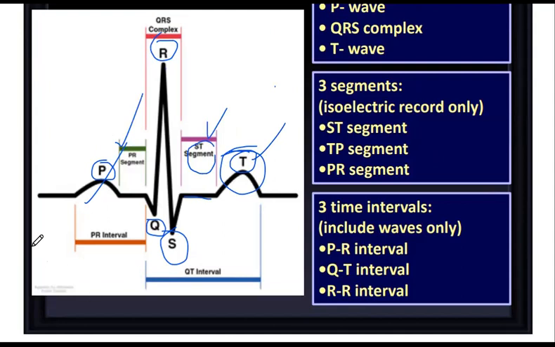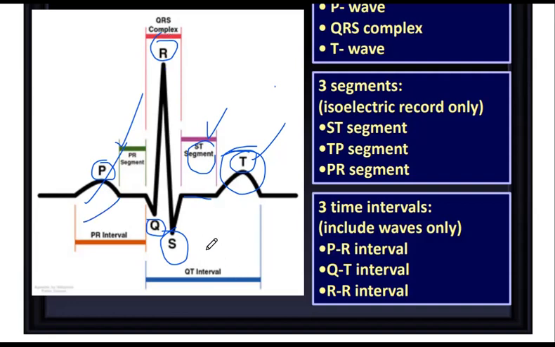Next, we have intervals. We have the PR interval from P to R. This is one graphical presentation of one segment of the heart. For example, when the atrium contracts, we get the P wave, and then we have the beginning of the Q wave. So from P to Q, this is one interval.